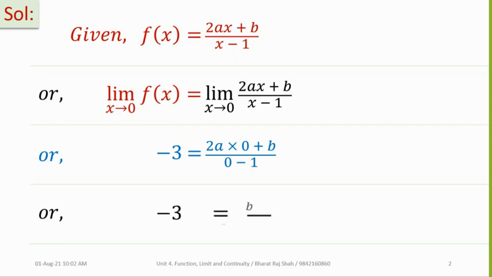So let's write down. On the LHS, we have written minus 3. And what will happen? 2a times 0 is 0, so we haven't written it. On the numerator, what is left? b. On the numerator, only one variable is left, that is b. And we know that 0 minus 1 comes to minus 1.